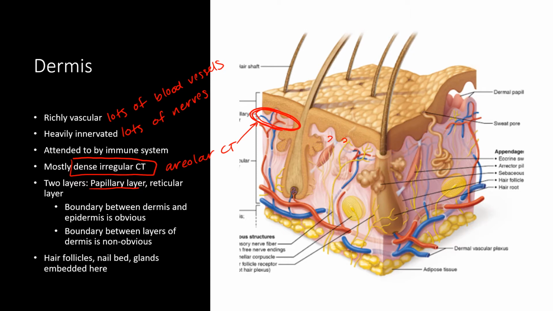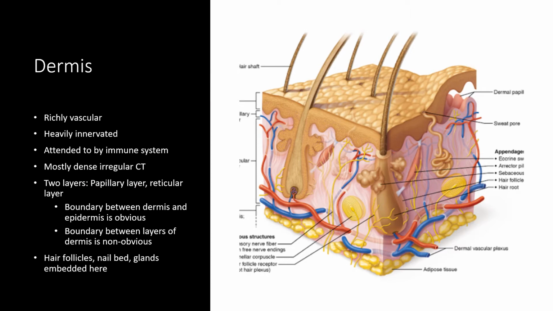The boundary between the epidermis and the dermis is very obvious. I'll show you a slide of that next. But just as it's drawn right here, you can see that boundary quite cleanly. The boundary between the reticular layer and the papillary layer of the dermis is not obvious. It'll transition fairly seamlessly from areolar into dense irregular connective tissue. Things like hair follicles, nail beds, and glands are all ultimately embedded in the dermis, although they emerge through the epidermis.